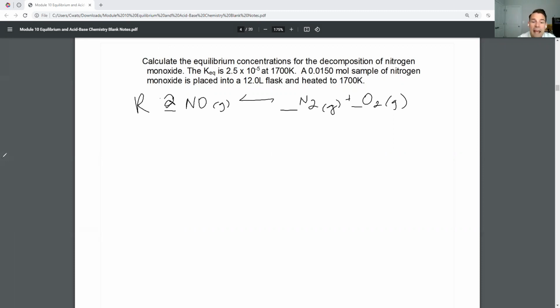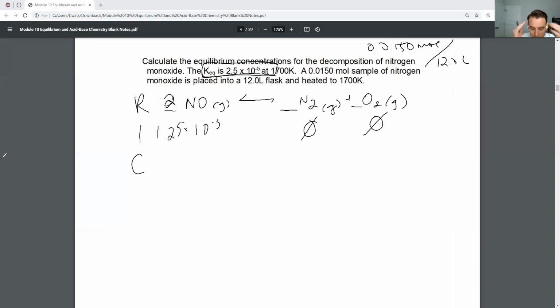The KEQ is 2.5 times 10 to the negative fifth at 1700 Kelvin. A 0.0150 mole sample of nitrogen monoxide is placed in a 12-liter flask and heated. So this is what I'm talking about here. When I do my I, I actually have to do 0.0150 moles divided by 12.0 liters to give me my concentration, which is 1.25 times 10 to the negative third. We have none of this.